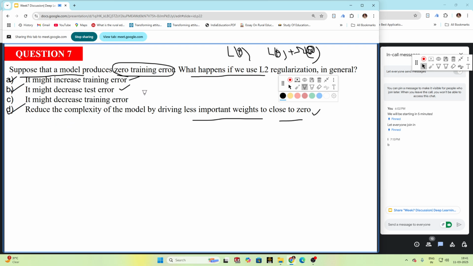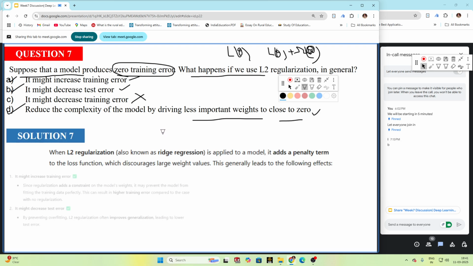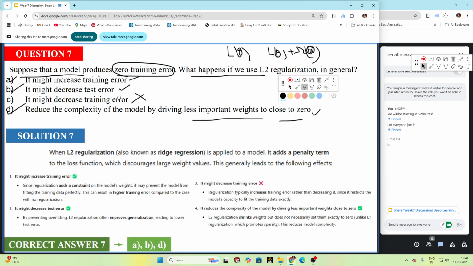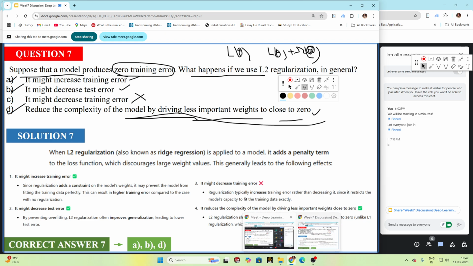It might decrease the train error, that is not right. It will always increase your training error. So it will increase the training error, it might decrease the test error, it might decrease the training error, that is incorrect, and it will reduce the complexity of the model by driving the unimportant weights close to zero. So this is the principle of regularization. So options A, B and D are correct. Okay, so is it clear to all of you?